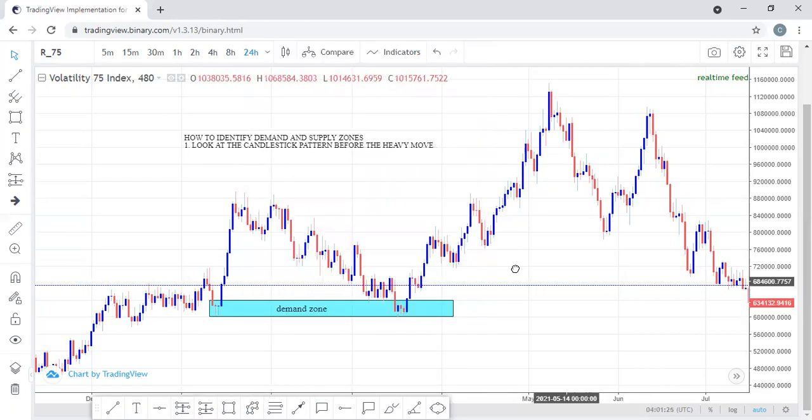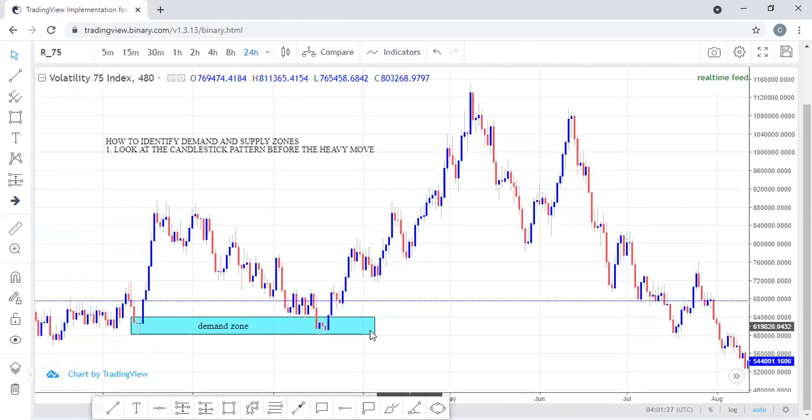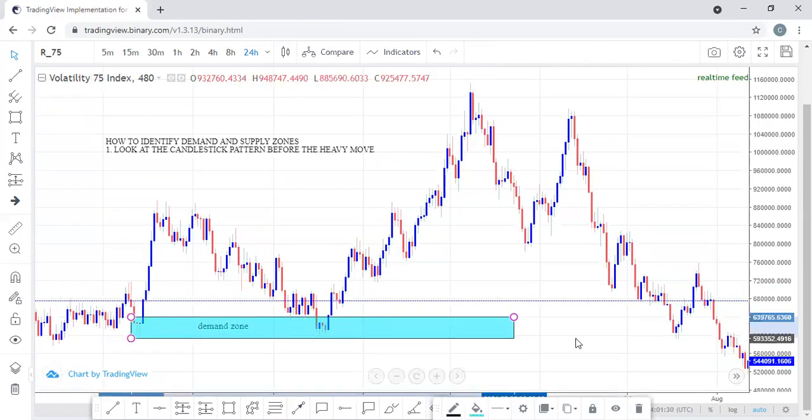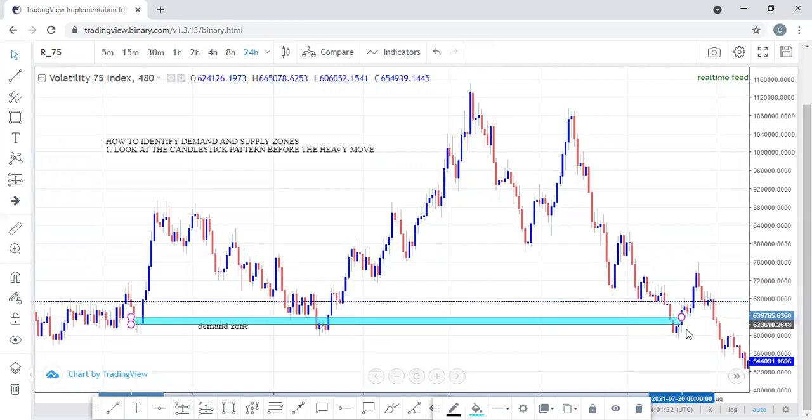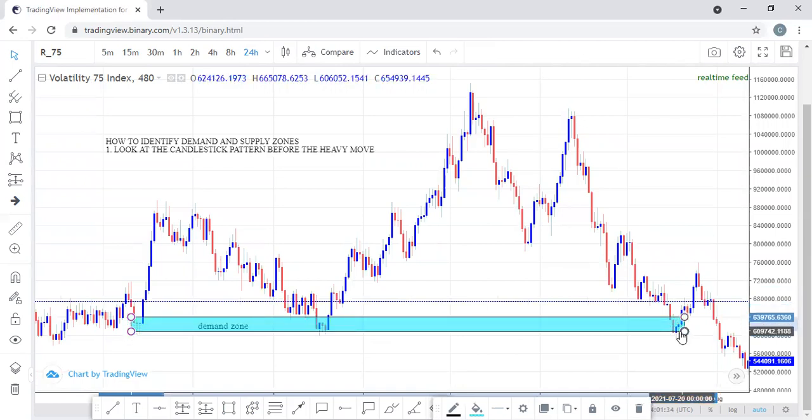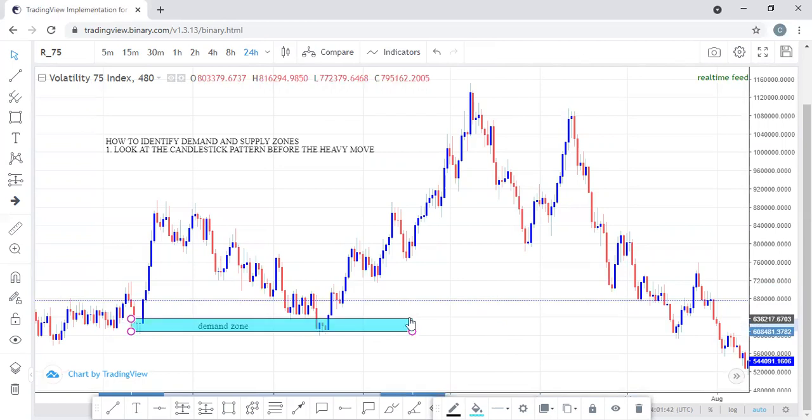And then if you extend to the future, you can see how price came to that same area, right? Look at that same area. Price still came to that same area and bought for some days before finally breaking it. So this place becomes a demand zone. Always remember, always trade this in line with the trend, not against the trend.